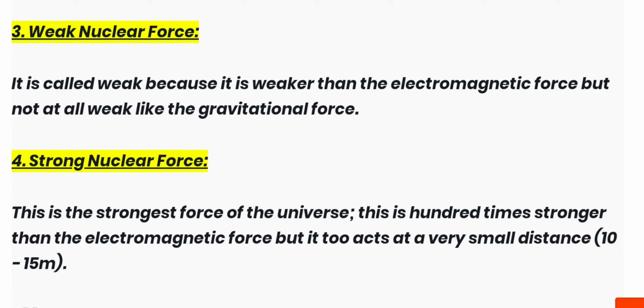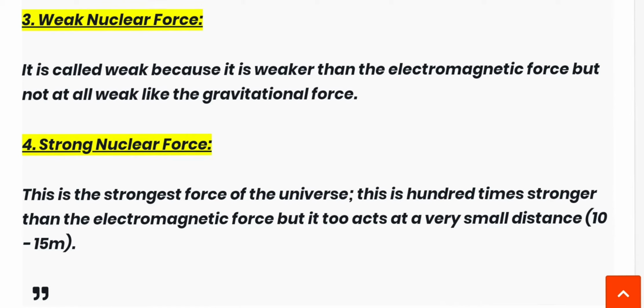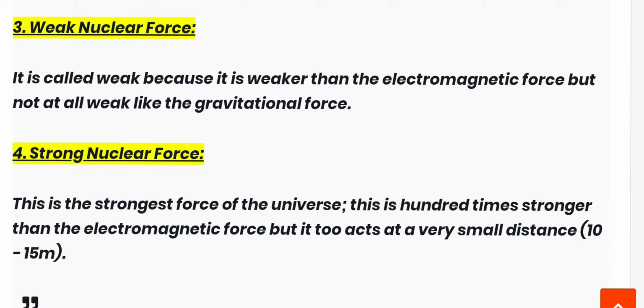The weak nuclear force is called weak because it's weaker than the electromagnetic force, but not at all weak like the gravitational force. And number four is the strong nuclear force. This is the strongest force of the universe, about 100 times stronger than the electromagnetic force, but it acts only over a very small distance, 10 to the power of minus 15 meter.